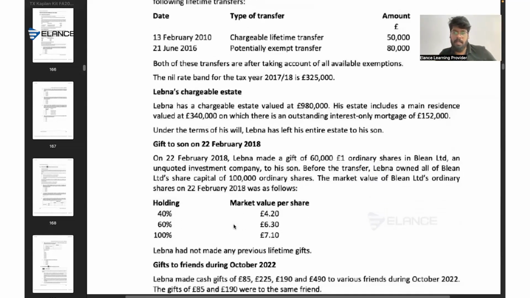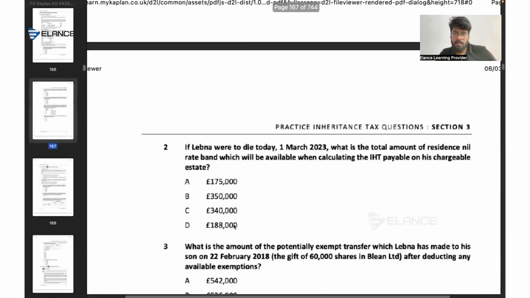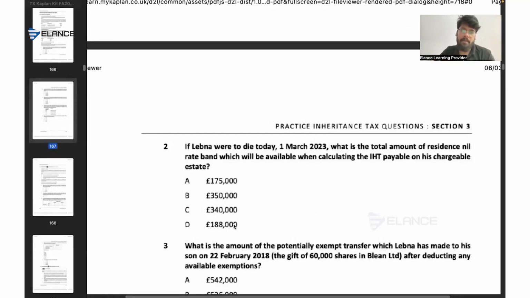So let us move to the second one. In the second requirement, if Lebna died today, 1st March 2023, what is the total amount of residence nil rate band which will be available when calculating the IHT payable on his chargeable estate? What will be the maximum nil rate band? You can answer that. What is the maximum residence nil rate band available on the death of Lebna? It will be the maximum.